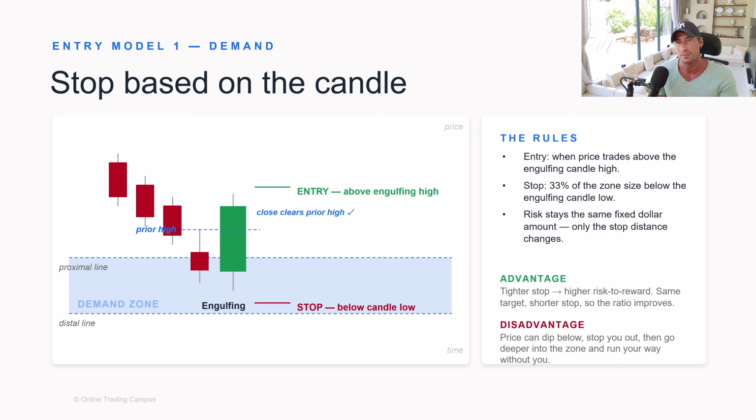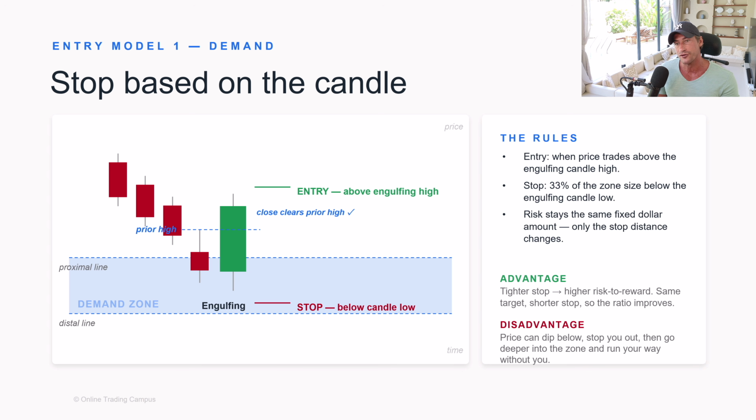Price drops into my demand zone. The bullish engulfing prints. A small red candle first, then a big green candle. It closes above the whole red candle, above the prior high. That is my valid engulfing, now my entry. I do not buy right away. I wait. I buy the moment price trades above the high of that engulfing candle. That way, price proves the move. I'm not guessing the bottom. Now the stop.